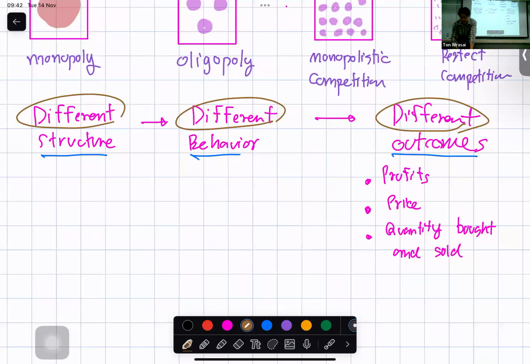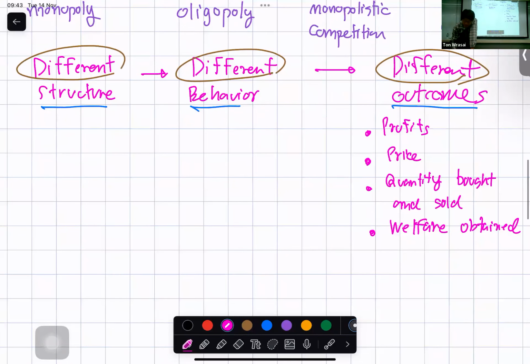And profit. And of course, we are interested in looking at happiness received by stakeholders. We call this welfare, welfare obtained by stakeholders. We have consumers, and we have a tool, namely consumer surplus, to measure welfare received by consumers who participate in the market. Welfare received by firms, we call producer surplus.